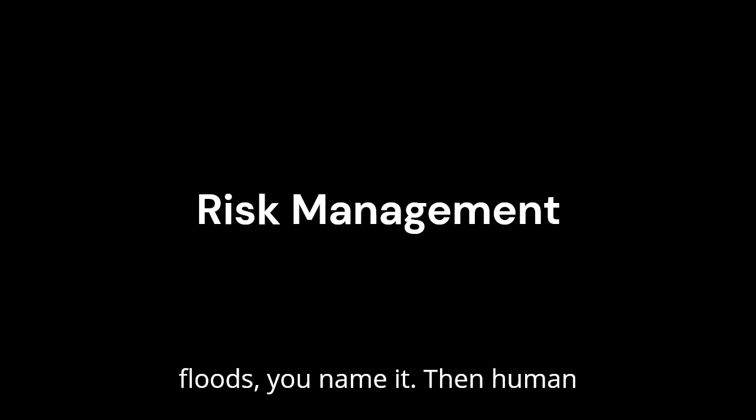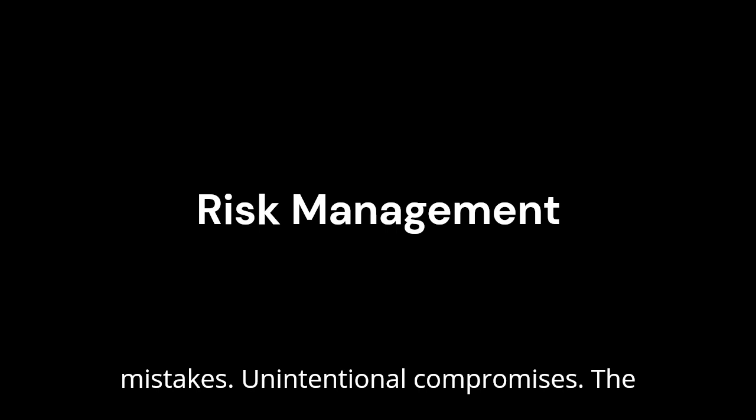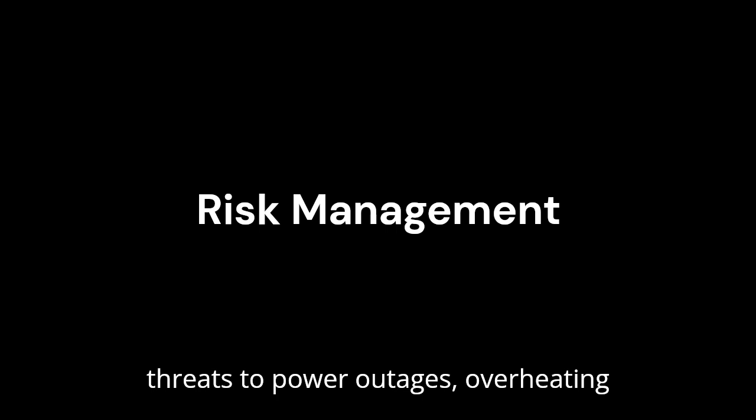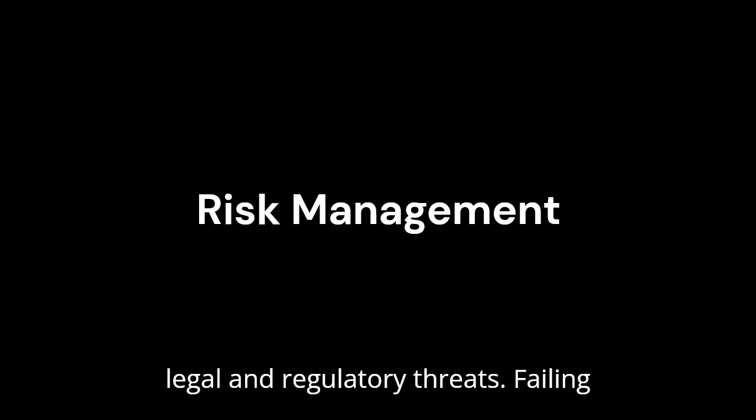Right. Then human threats. Insider threats are a big concern. Malicious insiders acting deliberately or just employees making mistakes, unintentional compromises. The human element again. Always. Environmental threats too: power outages, overheating hardware, interference. And finally, legal and regulatory threats. Failing to comply can mean hefty fines and damage. It really does come from all angles.